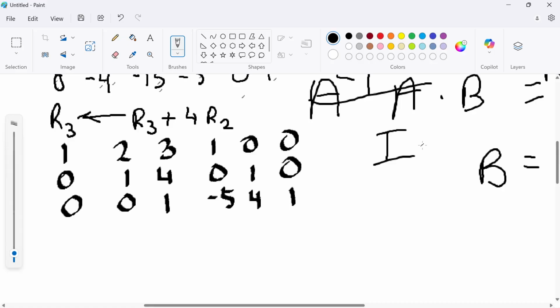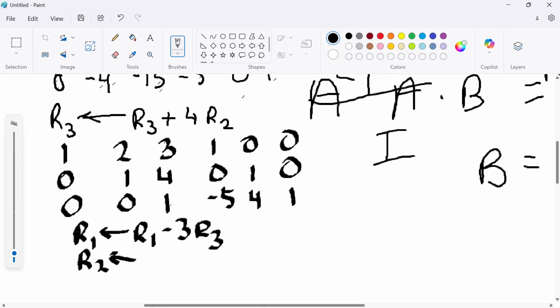Okay, now I've got this beautiful row 3 that I can use to get rid of the third numbers in row 1 and row 2. So maybe I'll do both of these at once. Row 1, I'm going to get the new row 1 by doing row 1 minus 3 row 3, because 3 minus 3 times 1 is 0. And then I'll do row 2. I want to do 4 minus 4 times row 3, so I'll do row 2 minus 4 row 3. 4 minus 4 times 1 will be 0.